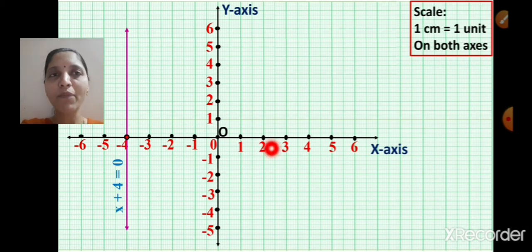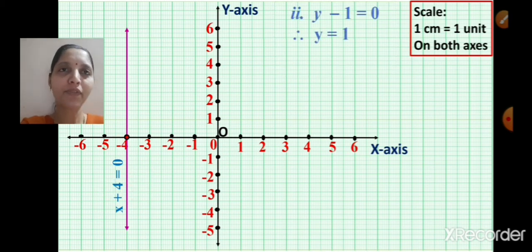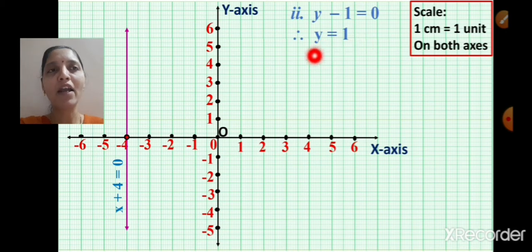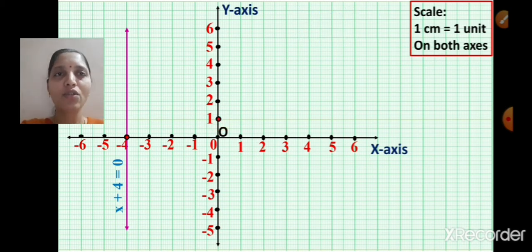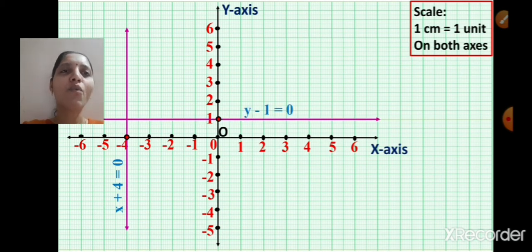Now always remember you have to write the original equation here, not the changed one. Okay. Then the second equation we have as y minus 1 is equal to 0. So y is equal to 1, that means it must be parallel to x-axis. So it must be here, the 1. It should pass through point 1. So draw the line with the equation y minus 1 is equal to 0.